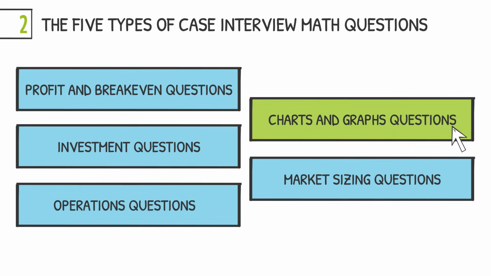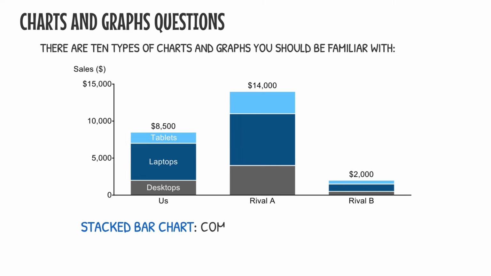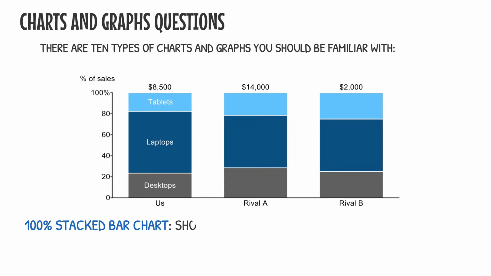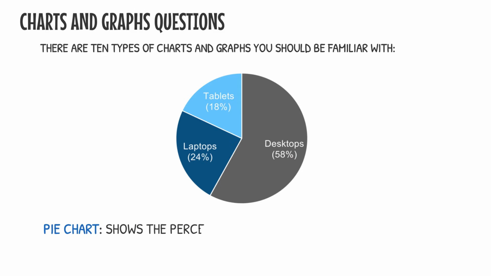Charts and graphs questions. There are 10 types of charts and graphs you should be familiar with. Simple bar chart compares a single variable. A stacked bar chart compares a single variable and shows the segments that make up each bar. A 100% stacked bar chart shows the percentage each segment makes up in a bar, enabling percentage comparisons across bars. A pie chart shows the percentage each segment makes up of a total.